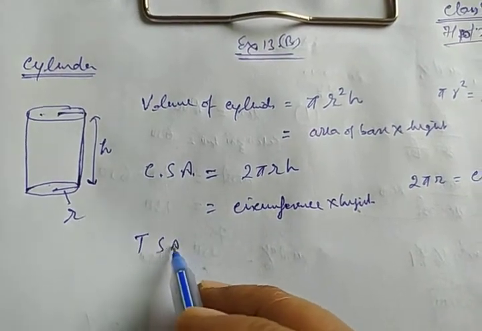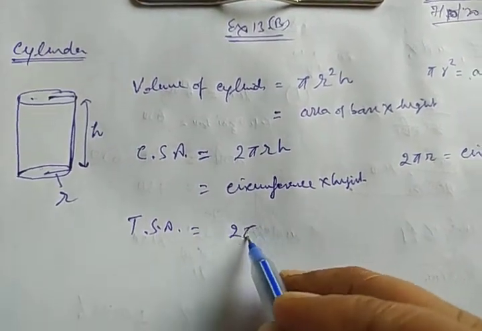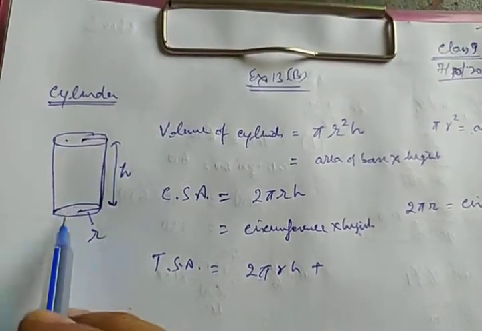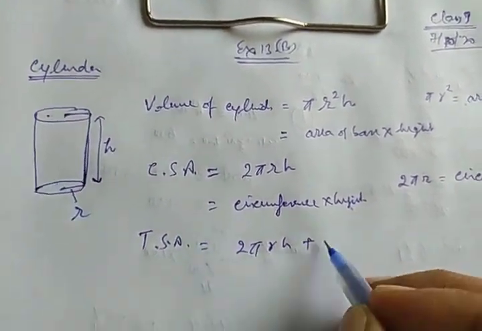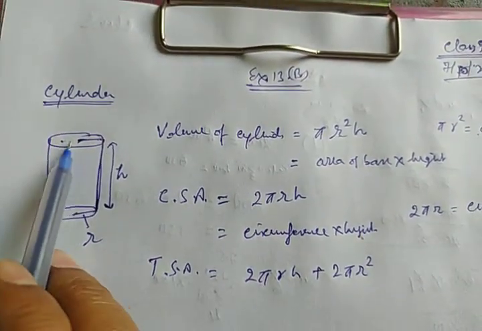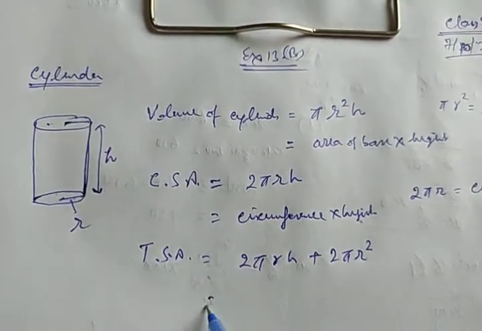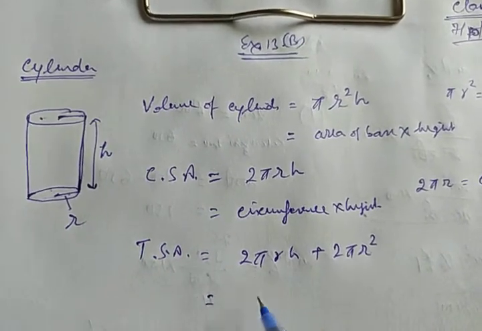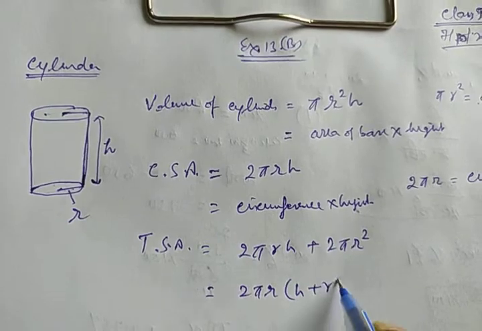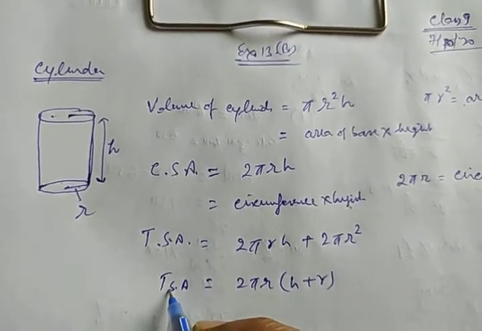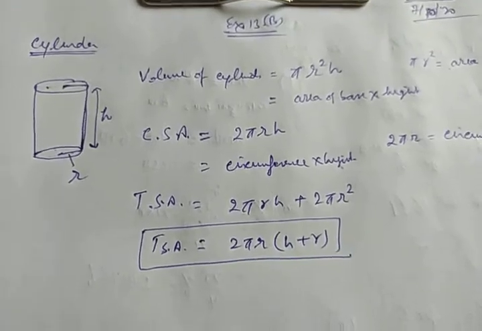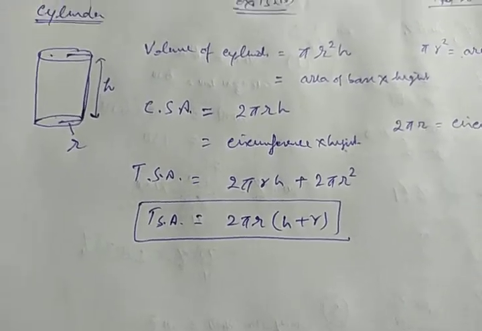Now total surface area. Total surface area means this TSA, 2 pi r h plus the flat surfaces. These are pi r square. Then it will be 2 pi r square, because you are having two bases. One base is upside, one base is downside. You can take 2 pi r common. You will have h plus r. This is the formula for TSA. Now depending on these three formulas, this exercise 13B is wholly dependent.